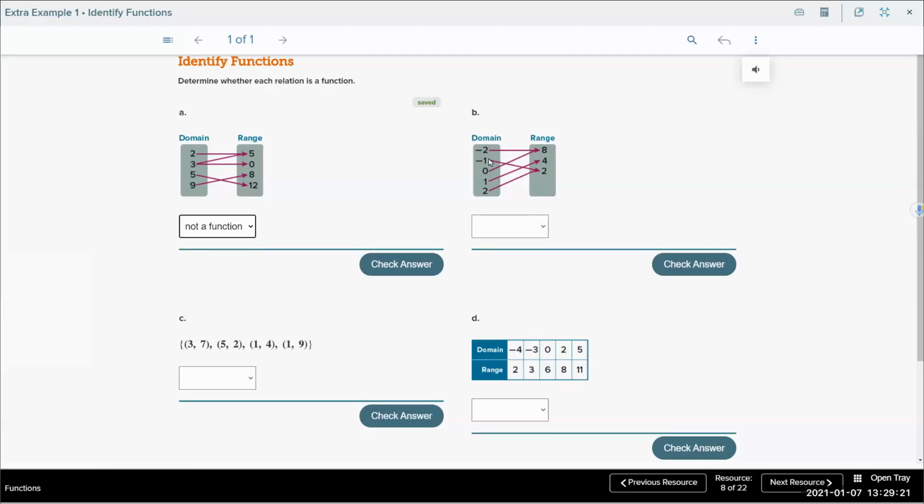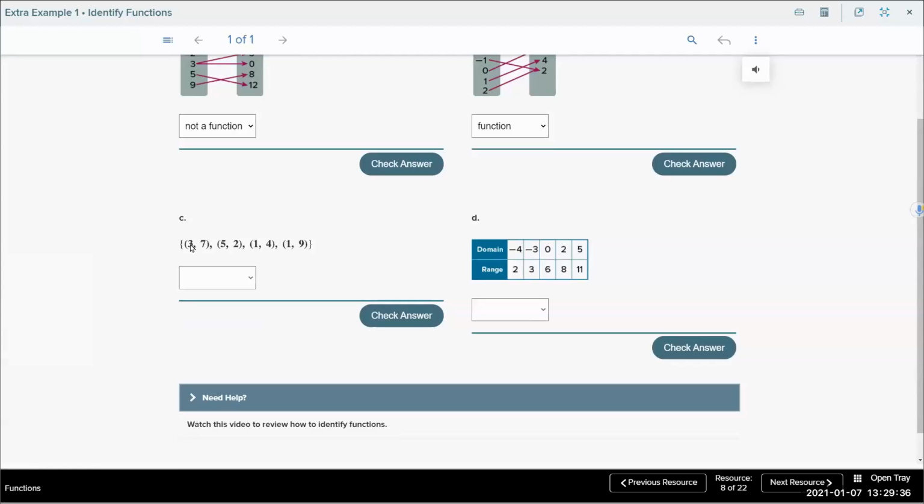When I look at B, every element here in the domain only gets assigned to one element in the range, so it is a function. Looking at C, I have a 3 in the domain, a 5 in the domain, a 1 in the domain. Now I see 1 in the domain a second time, and it's assigned a different range value, not a function. And then this table, looking at all of these domain values, -4, -3, 0, 2, 5, they're all different domain values. So every one of them only is assigned one value in the range, and that makes it a function.